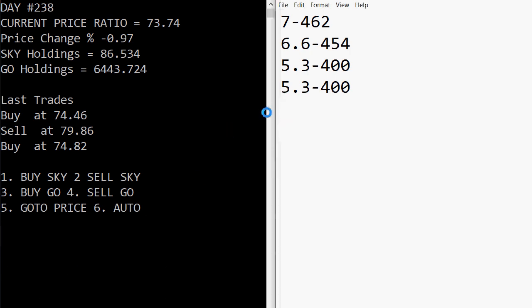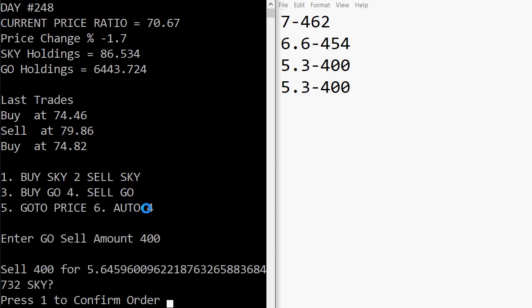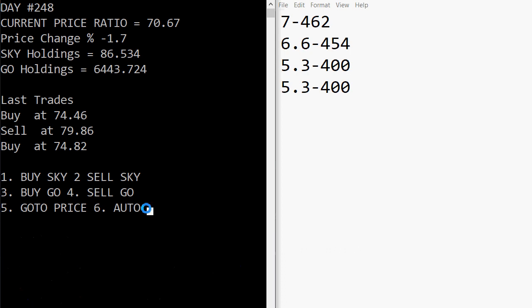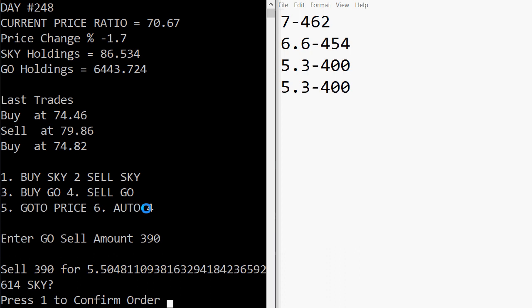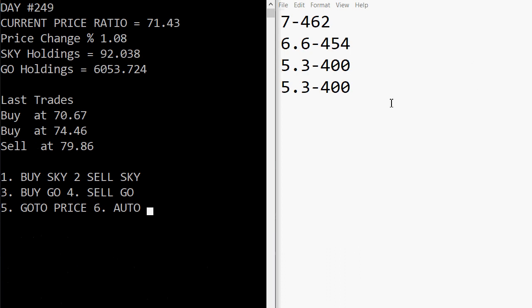So I'll memorize the 6.4 if we happen to have the market go to a sell position, which it doesn't. So in this case, we're going to be looking for these buybacks here. On the 400 here, I get 5.6. So I'm just going to go 390, get back 5.5. So there's this one here taken care of.